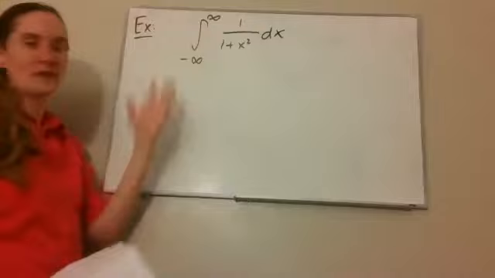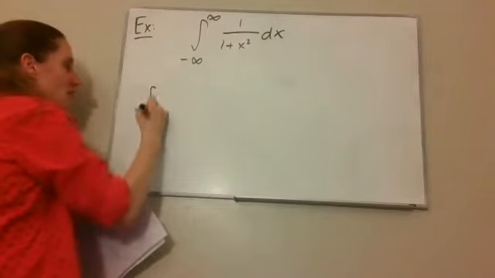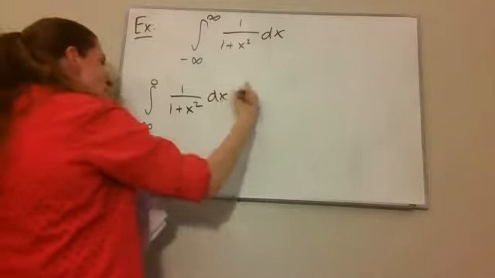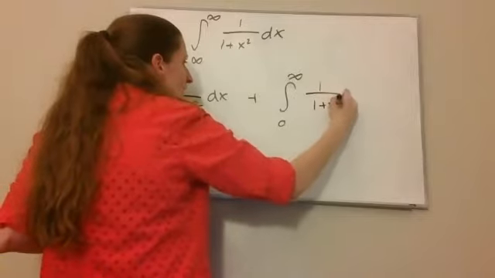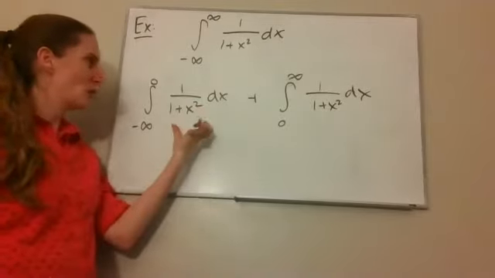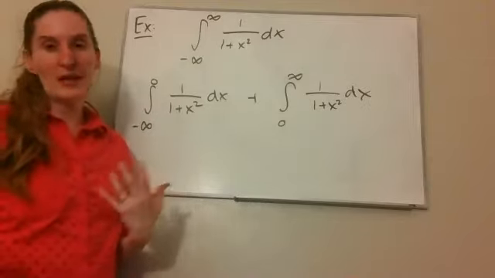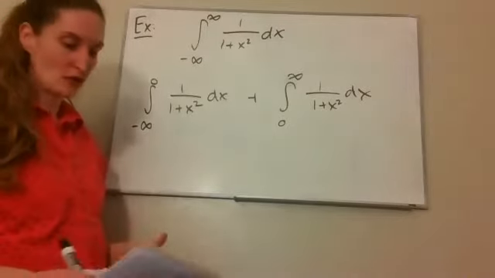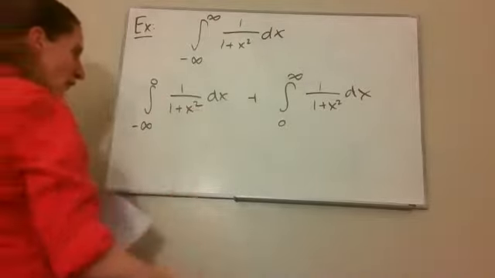Well, I have two infinite bounds of integration, so I'm going to split it in the middle. This is equal to an integral from negative infinity to 0 of my function, plus an integral from 0 to infinity of my function. And we know from our definition that provided that both of these integrals exist and are convergent, so the limit ends up being a finite number, then I can just add the results to get the answer to the original integral. So let me just do the first part here.